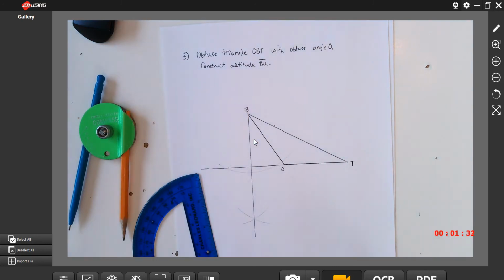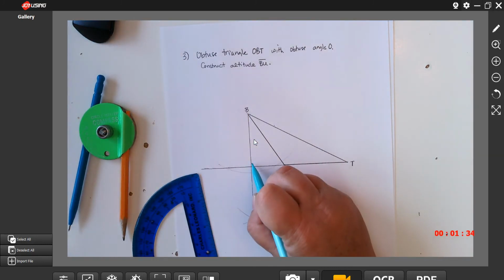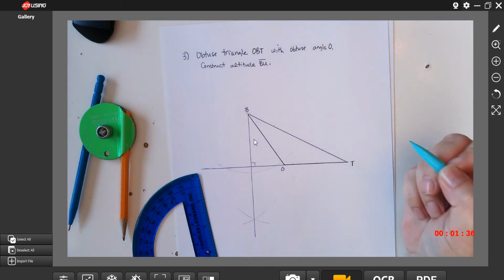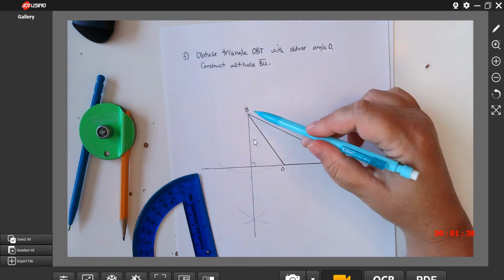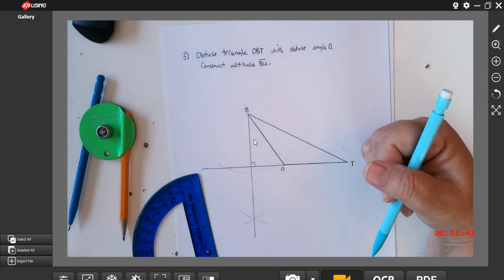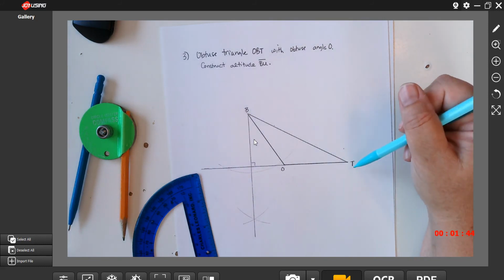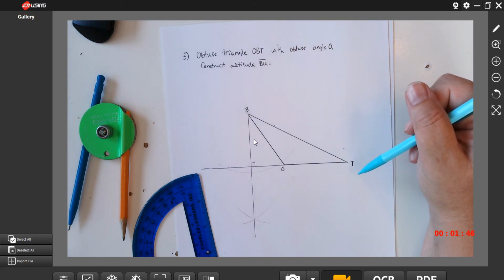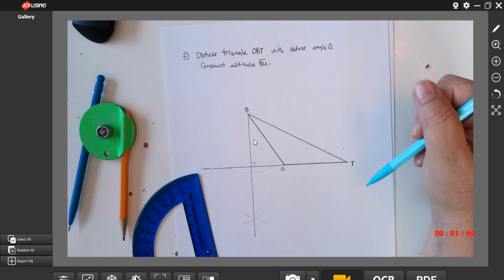and there is my altitude. Again, you don't have to mark this, but this would be my right angle. So again, here is my original triangle BOT. I had to extend the side to create that perpendicular. Okay, now it asks us how many of these altitudes would be outside of the triangle.